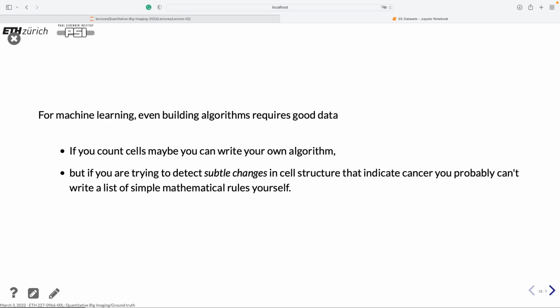Sometimes it's actually possible to do it with traditional analytical methods, but very often in image processing, the eye is very smart, but the computer is not so smart. So you really have to tell it what to do. And that is done by having good data.